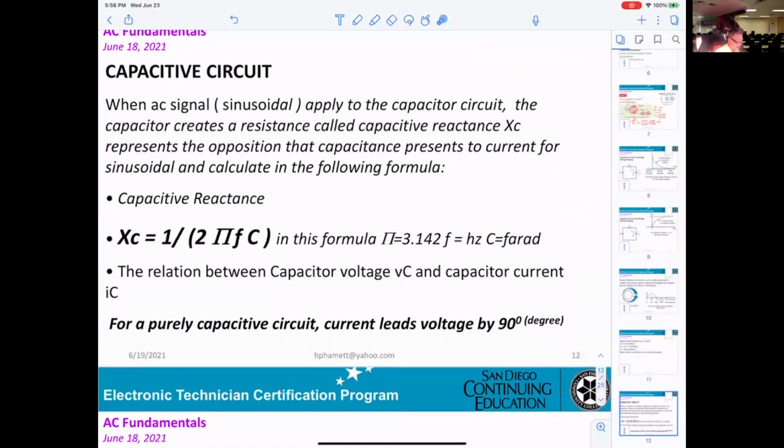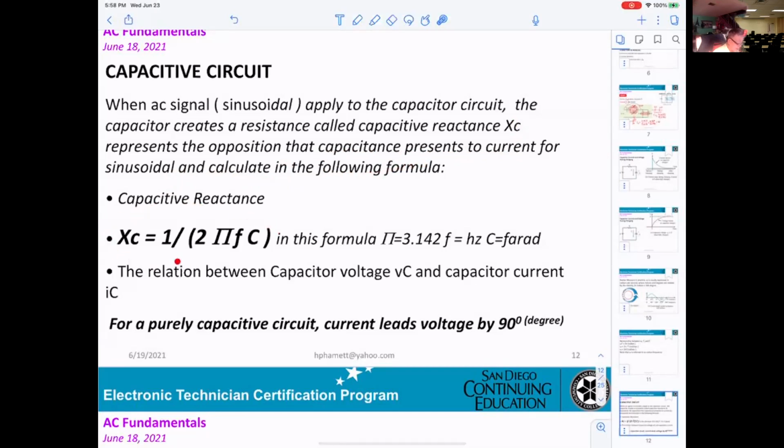Now we're talking about capacitor circuitry. That is what you need. When an AC sinusoidal signal is applied to a capacitor circuit, the capacitor creates a resistance we call capacitive reactance, XC. For the resistor, you have R. A capacitor also has a resistance when you connect it to AC, and we call it capacitive reactance, XC. It represents the opposition that the capacitance presents to the current for a sinusoidal signal.